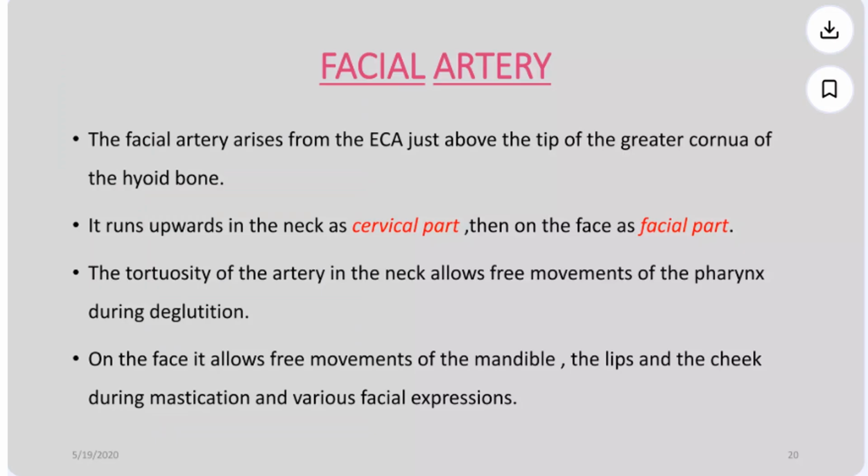So, coming to the facial artery. The facial artery arises from the external carotid artery just above the tip of the greater corner of the hyoid bone. So, the superior thyroid artery arises below the level of the greater corner of the hyoid bone, the lingual artery arises at the greater corner of the hyoid bone, and the facial artery arises just above the tip of the greater corner of the hyoid bone.